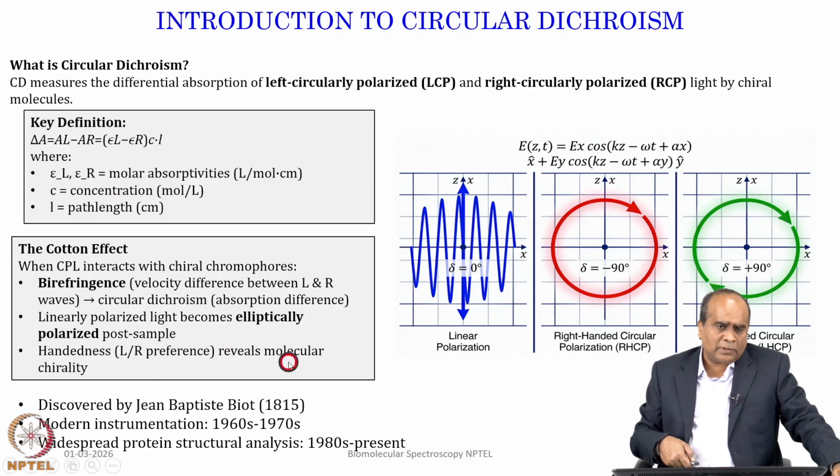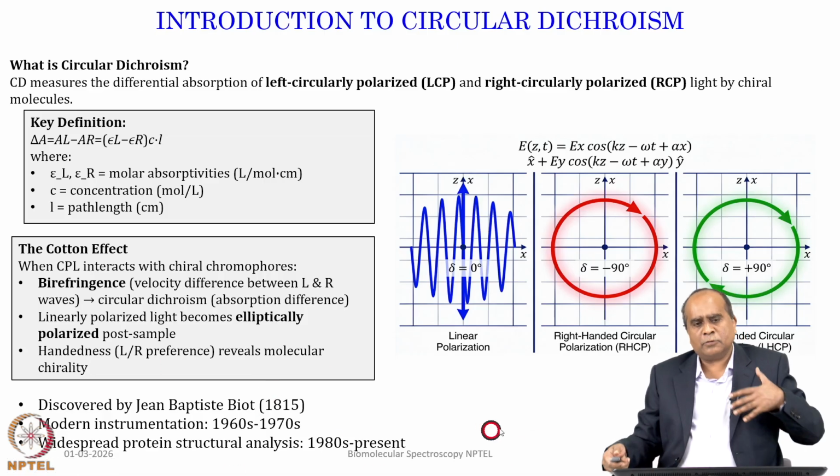So, you can find the handedness, left versus right, which reflects the molecular chirality, and this was discovered by Jean-Baptiste Biot. Modern instrumentation started coming in the 1960s and 1970s, and the widespread application to protein structure started after 1980. So, you see it took more than 100, even 150 years from the discovery to the application. That is how science moves.